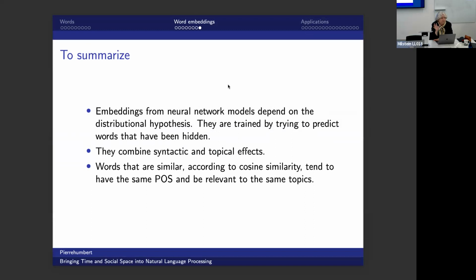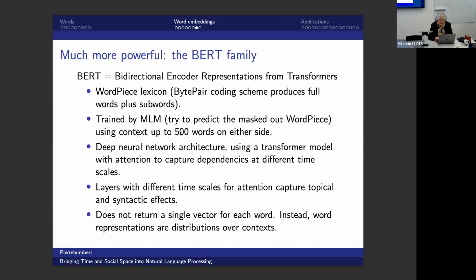When you say time, do you just mean distance in a document, or do you actually mean sort of timestamps if you have data that exists in the world? Well, this is a sort of pitfall here. Time is just the sequence of words in the document.